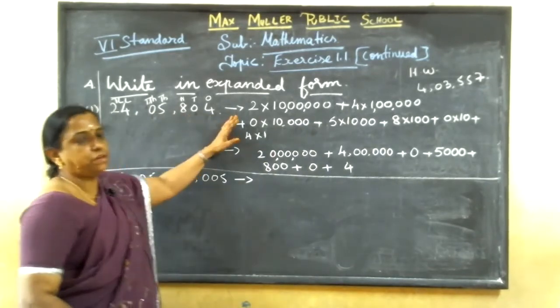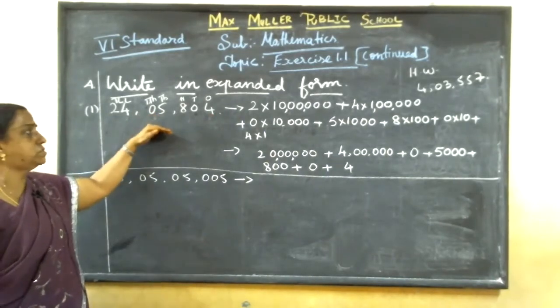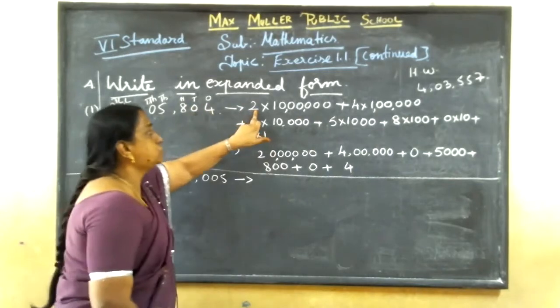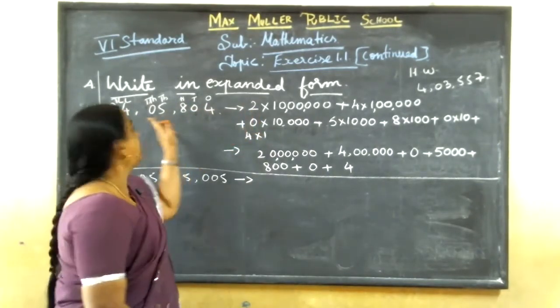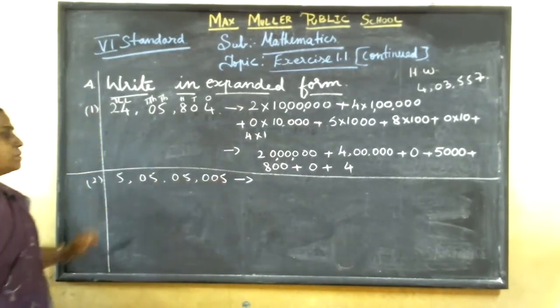5,804, we expanded. First, what I told you: first see whether it is the Indian system or the international system. Next you should write the places of that number. Then you expand first: 2 is in which place, then 4 is in which place. After that, multiply that and write. Okay, one more sum I'll do and show.